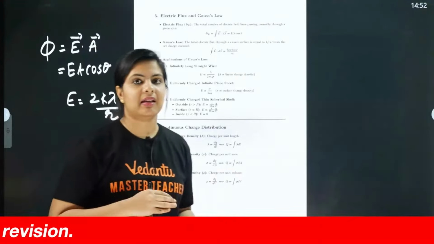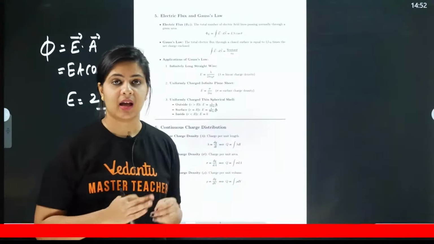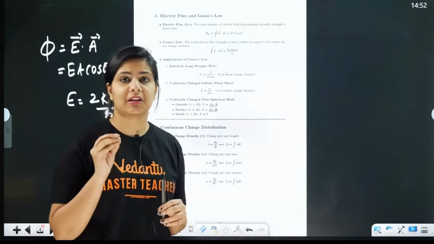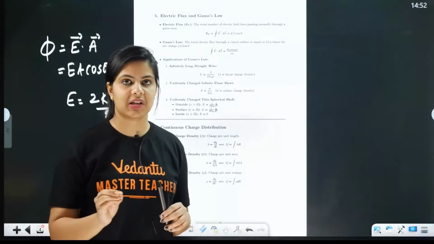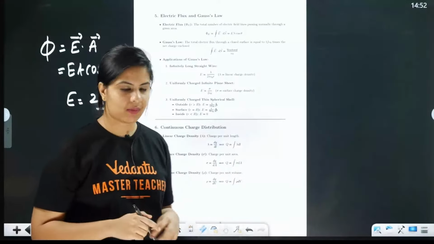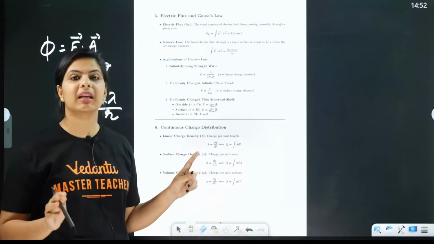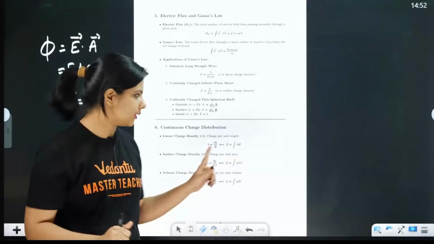இப்போ we have a plane sheet. Okay, infinite plane sheet. அதோட electric field sigma by 2 epsilon naught. Sigma na என்ன? Surface charge density. Okay, surface charge density na என்ன? Q by A. Okay வா? இங்க lambda என்ன? Linear charge density, which is nothing but Q by L. Charge per unit length. Okay வா?